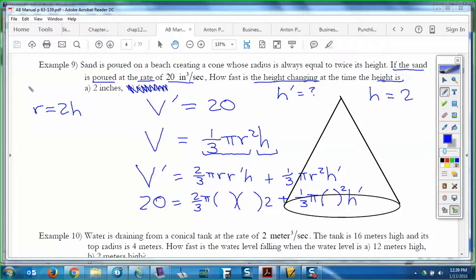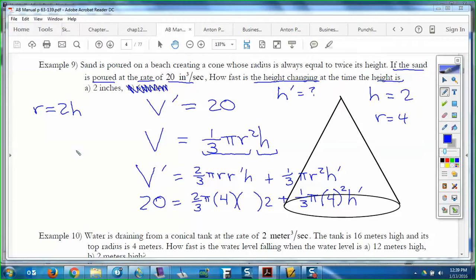Right? So if r is equal to 2h, what can I do with that? Plug this 2 in for h. And so when the height is 2, what's the radius? The radius is 4. So that helps me. I can put a 4 there for r. So that tells me that r is going to be 4. So I'll write that down over there. So I can put a 4 in place of that r, and I can put a 4 in place of that r. Correct? And now all I'm missing is r prime.